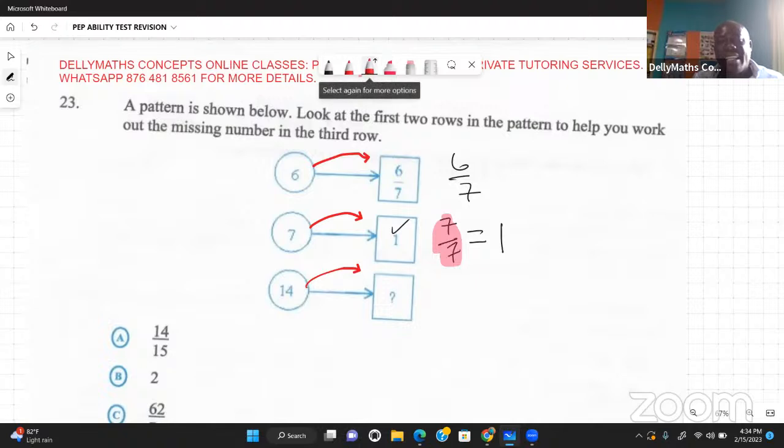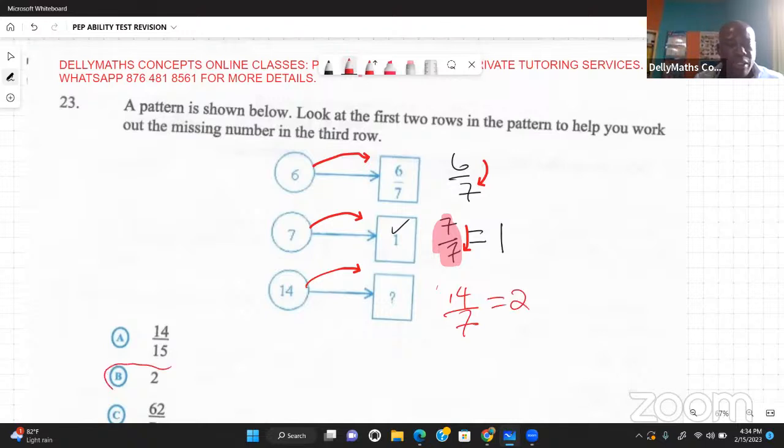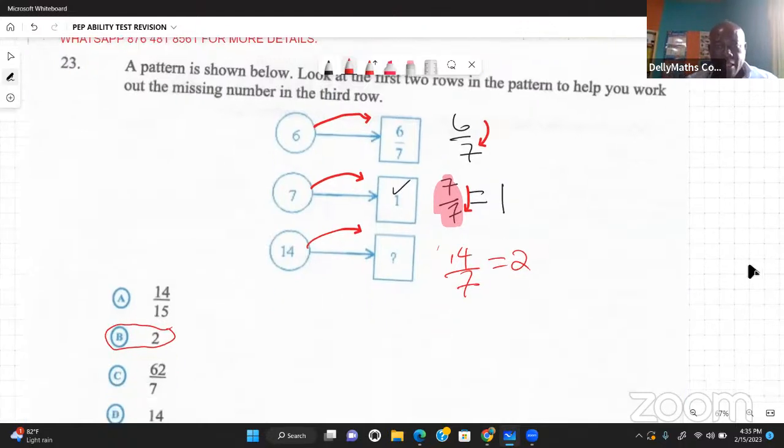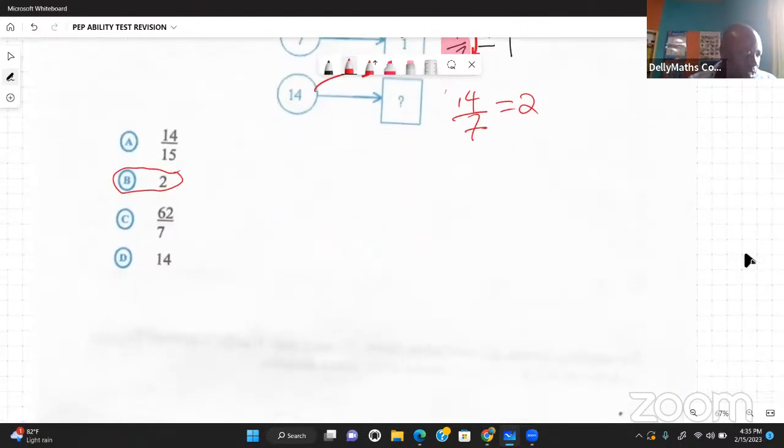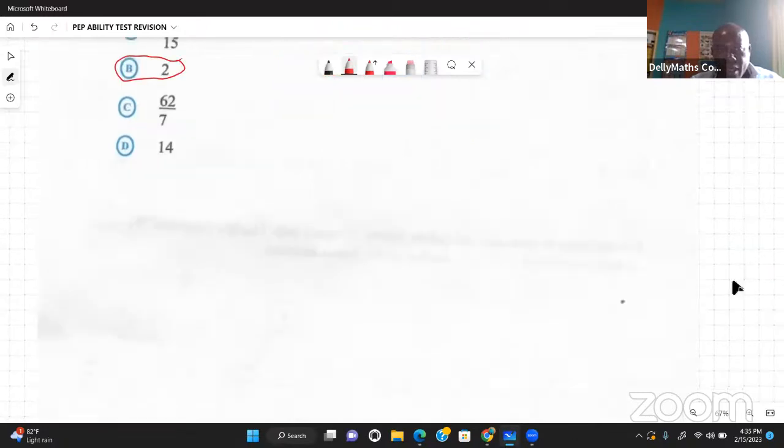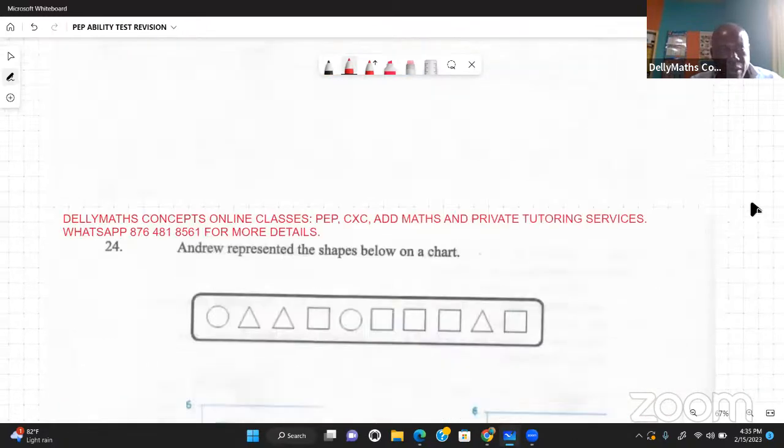So we're seeing a division by 7 coming out each time, which means 14, as you could see, must be divided by 7 as well. I'm going to be looking for 2, and number 2 is there. So 23, I'm seeing B for the answer right there. Right, 23 is B. All right, let's continue working.